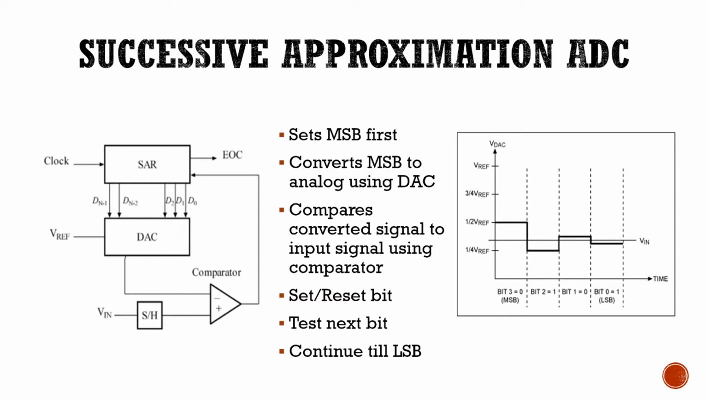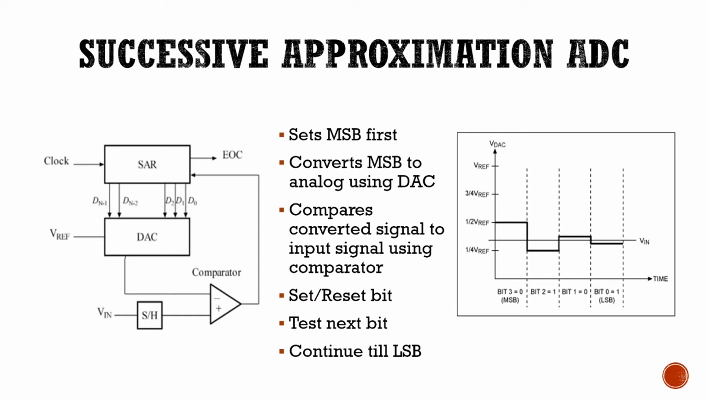Initially, the value of SAR register is set to mid value, that is, most significant bit of SAR register is made 1, while all the other bits are made 0. This value is then sent as input to DAC, which halves the value of reference voltage Vref getting applied to the comparator. The comparator will then compare the input voltage Vin with VDAC.